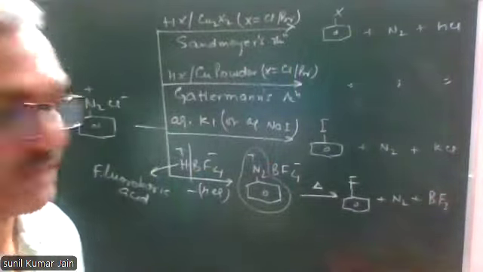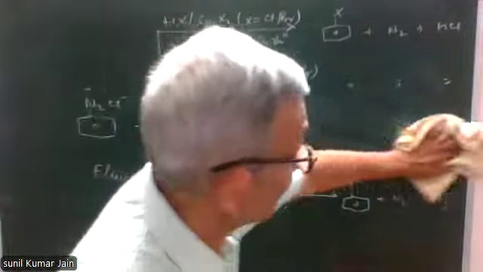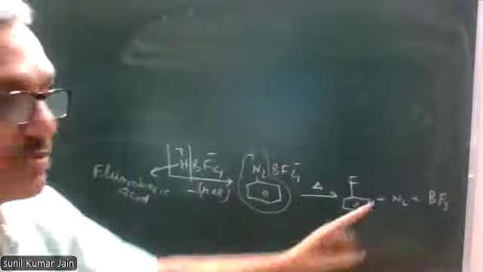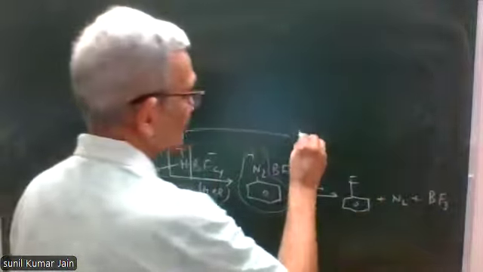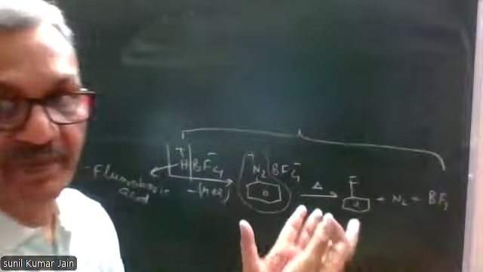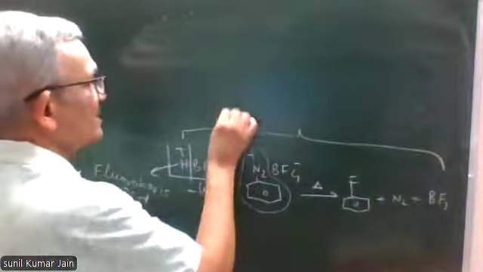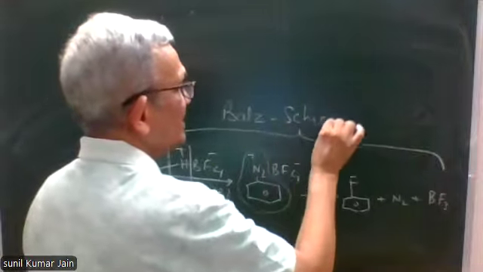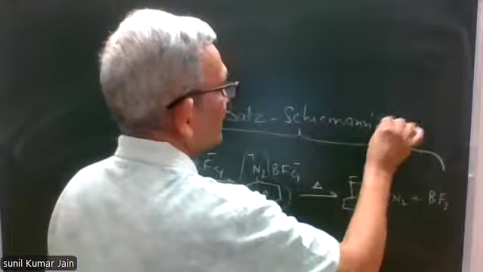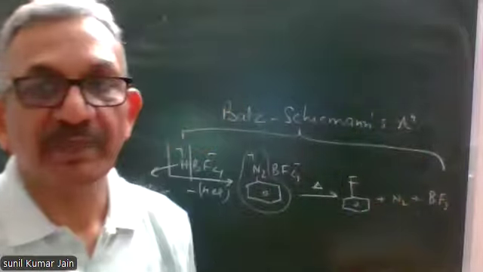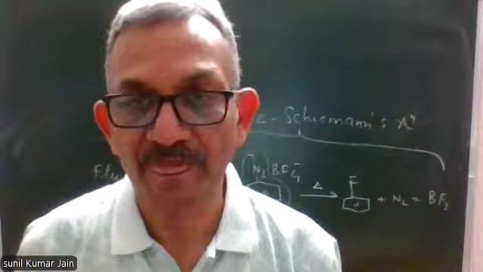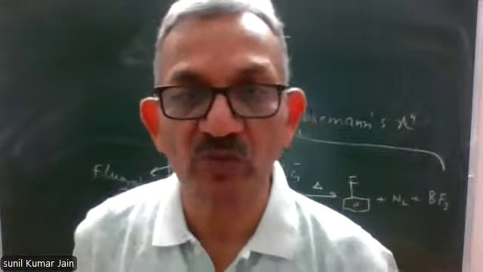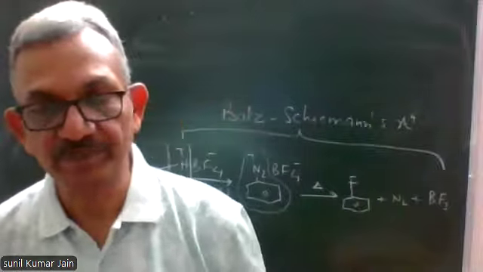Fluorobenzene plus nitrogen plus BF3. Name of this method, both the steps combined together, the name of this method is Balz-Schiemann reaction. So these are four methods to convert diazonium salt into the corresponding aryl halide.